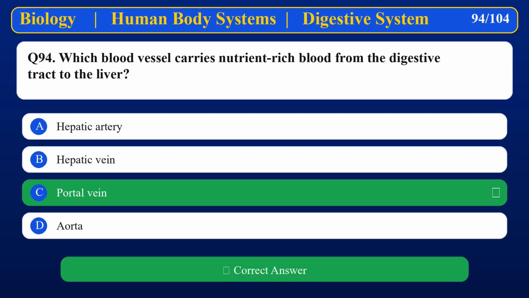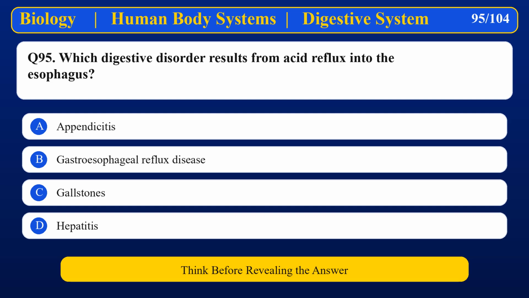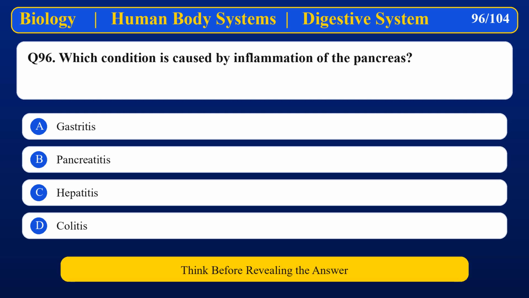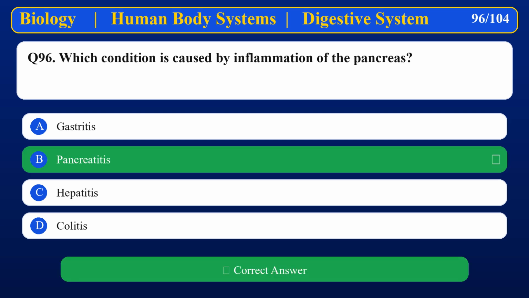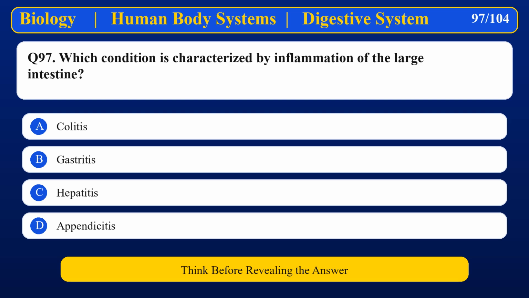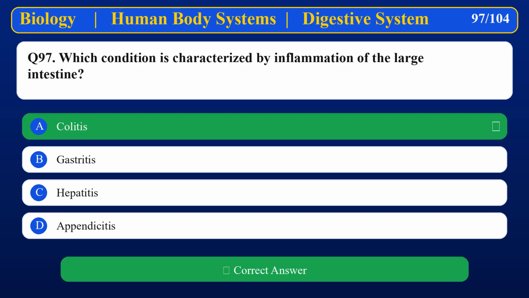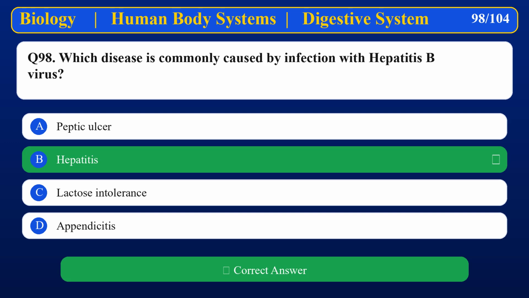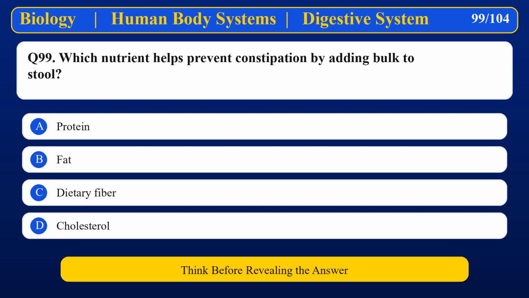Which blood vessel carries nutrient-rich blood from the digestive tract to the liver? Portal vein. Which digestive disorder results from acid reflux into the esophagus? Gastroesophageal reflux disease. Which condition is caused by inflammation of the pancreas? Pancreatitis. Which condition is characterized by inflammation of the large intestine? Colitis. Which disease is commonly caused by infection with hepatitis B virus? Hepatitis.